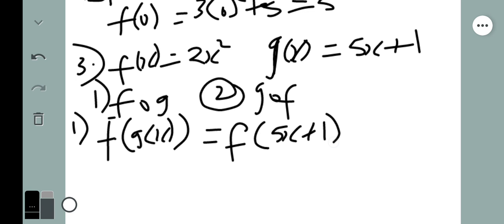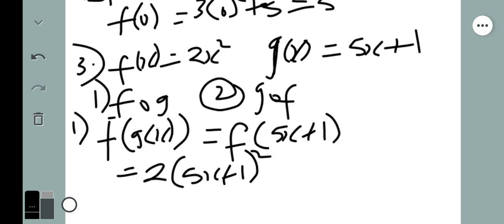So from here, how can we solve this? We have f of x to be 2x squared, and we are looking for f of 5x plus 1, meaning anywhere we see x, we put 5x plus 1. So here we have 2 open bracket 5x plus 1, square. And this will be our final answer. Do you get it? It's very simple and very easy. Next question.